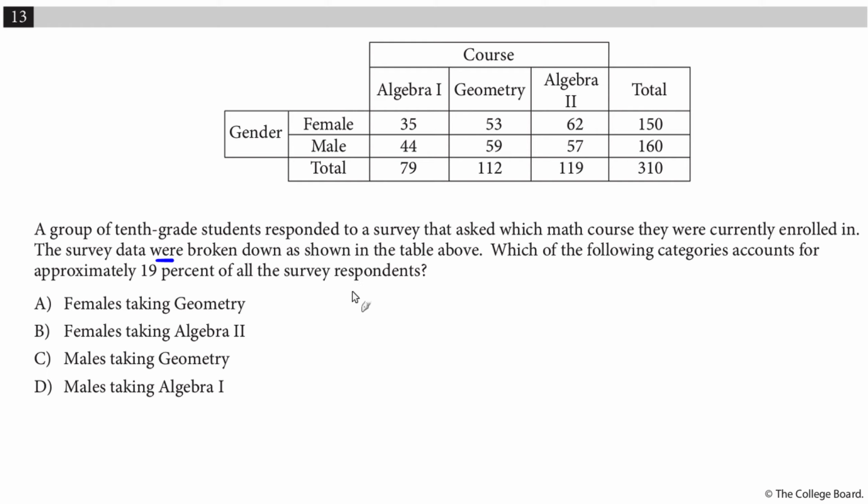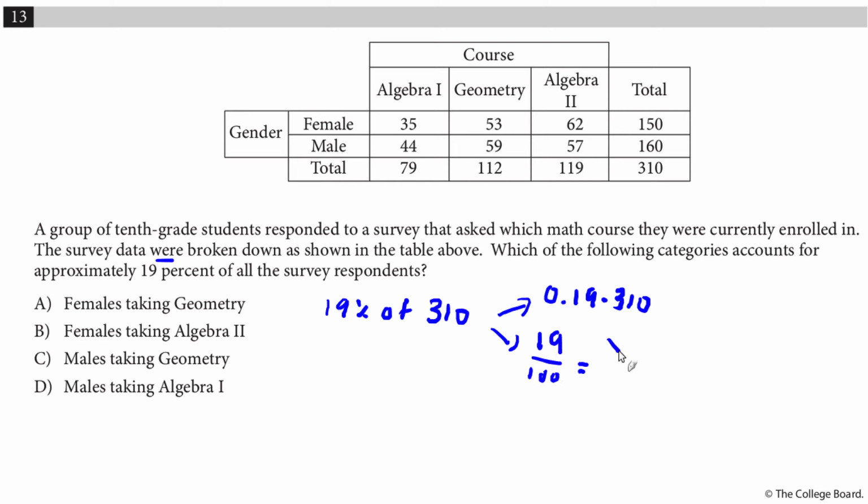So we want to find pretty much what is 19% of 310. This is the best way to attack that. I could say 19% of 310, I can either do 0.19 times 310, or I could do the proportion. So 19% is 19 over 100 equals something out of 310. Either way, cross multiply and solve, or just multiply straight through, and I'll do this in the calculator.